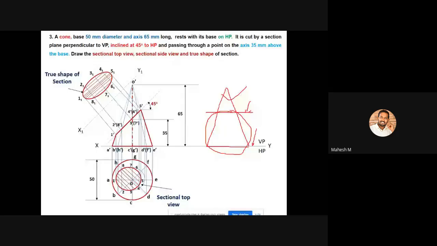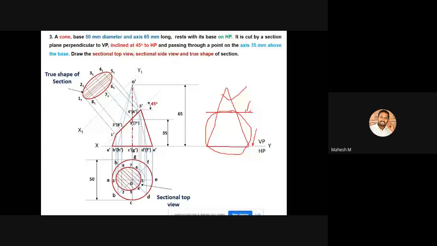So we can generate a frustum in cones and pyramids. A frustum can't be generated in prisms, or in cylinders. It can be generated in a cone, and also we can generate a frustum in pyramids. Then the next one is called a truncated solid.